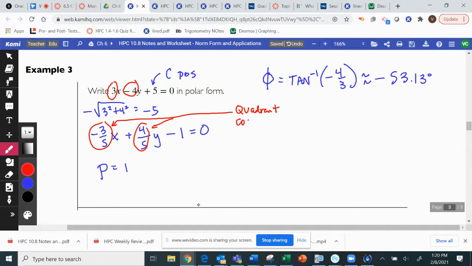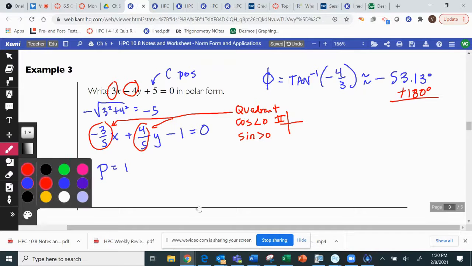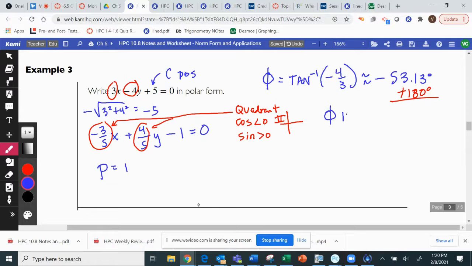So cosine is less than 0, sine is greater than 0. That's going to put me in quadrant 2. So this is exactly like the one we just did. I'm going to add 180. And our phi is going to be 126.87.